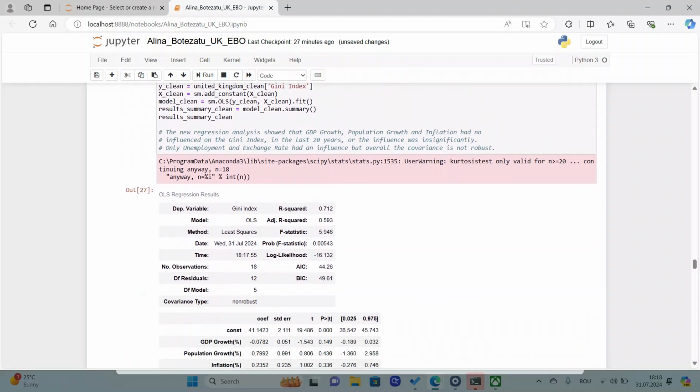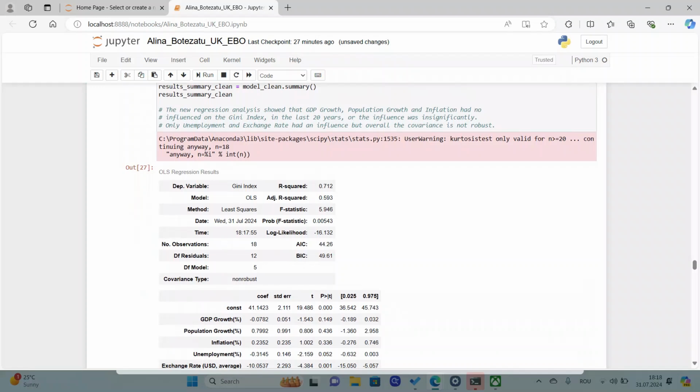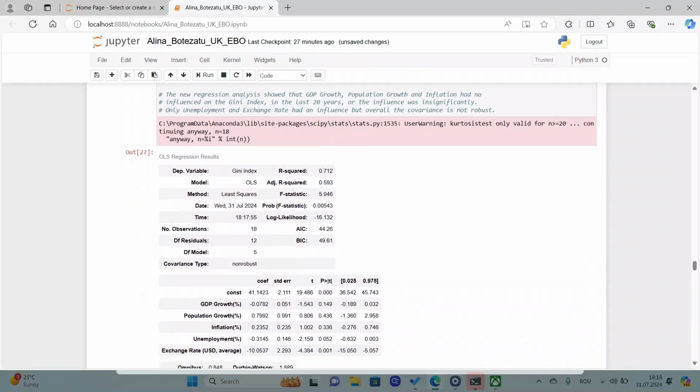The new regression analysis showed that GDP growth, population growth, and inflation had no influence on the Gini index in the last 20 years, or the influence was insignificant. Only unemployment and exchange rate had an influence, but overall the variance is not robust.